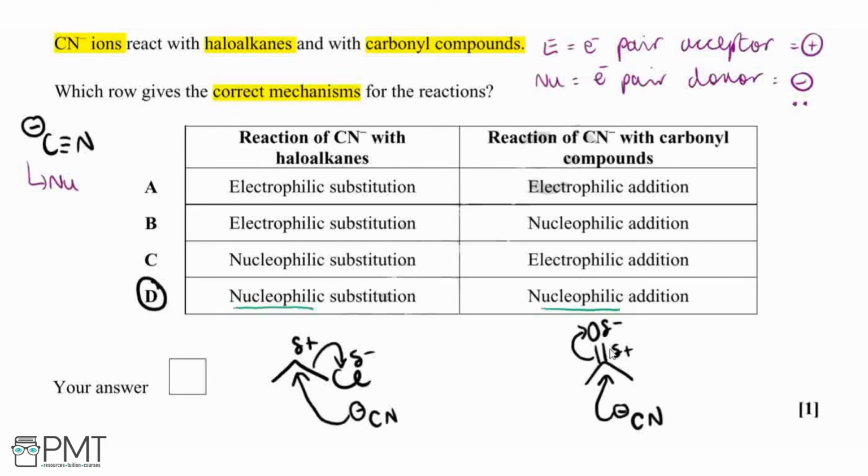We then get a movement in a pair of electrons, and that opens up that double bond. So we're adding on to the double bond overall, and we end up generating a tetrahedral intermediate, like so. And here we can see we've gone from our trigonal planar to our tetrahedral, and we've added across the double bond. Therefore, we've got an addition reaction. So we've confirmed that our answer must be option D.